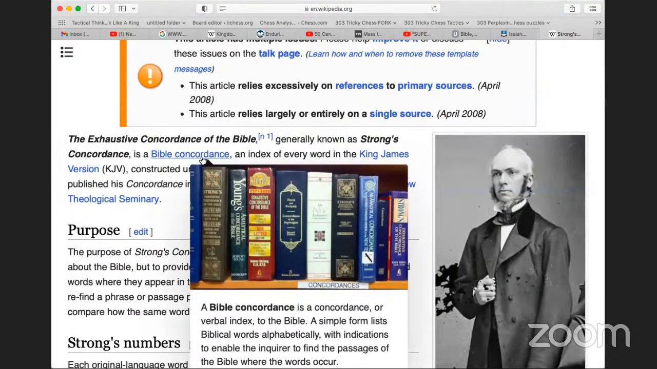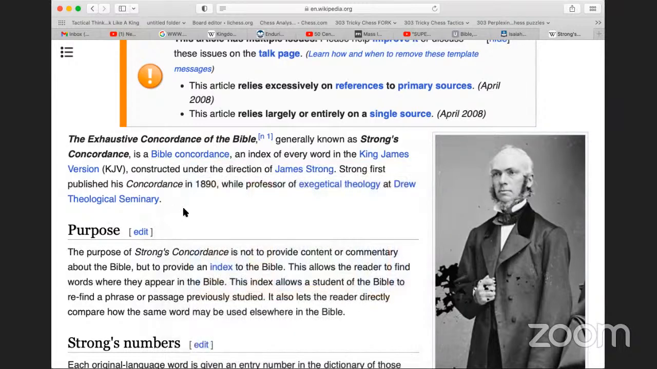A Bible concordance is a concordance or verbal index to the Bible. A simple form lists biblical words alphabetically with indications to enable the inquirer to find the passages of the Bible where the words occur. So, it is a Bible concordance and index of every word in the King James Version. So let's talk about the King James Version, right? The Strong's King James Version. Okay, cool.